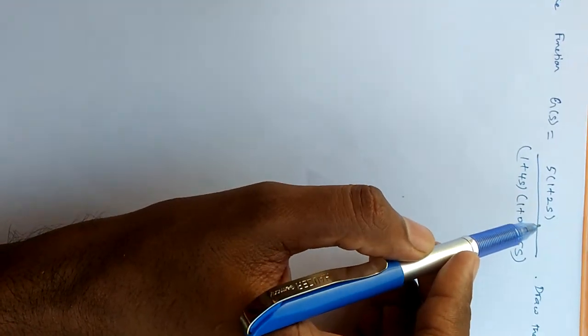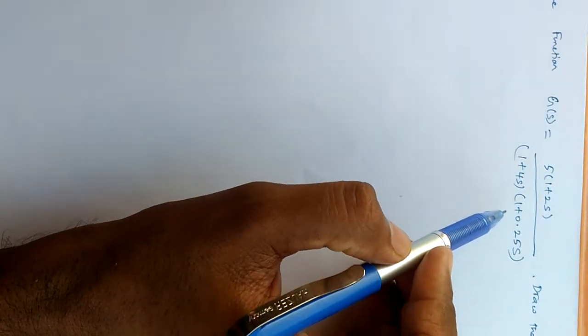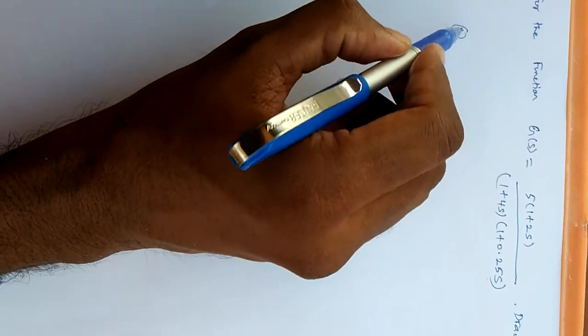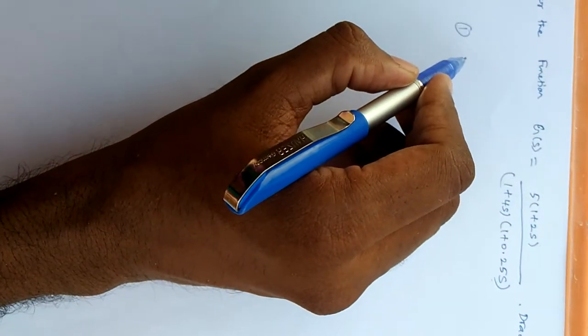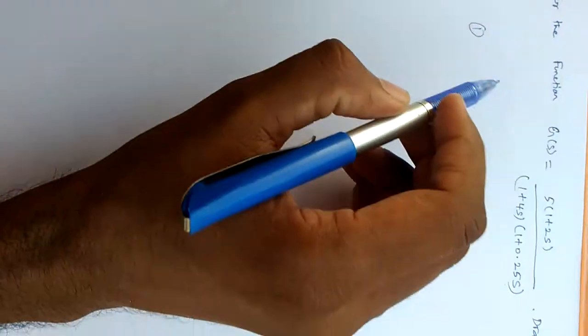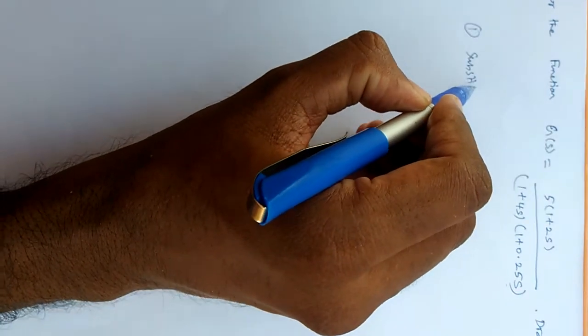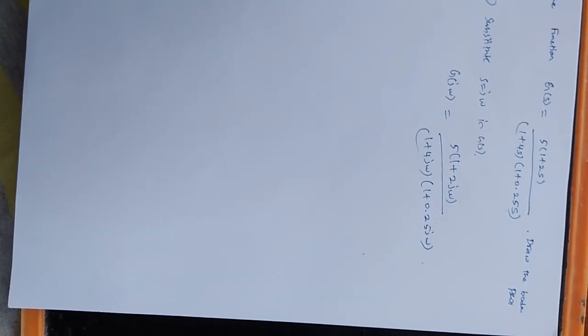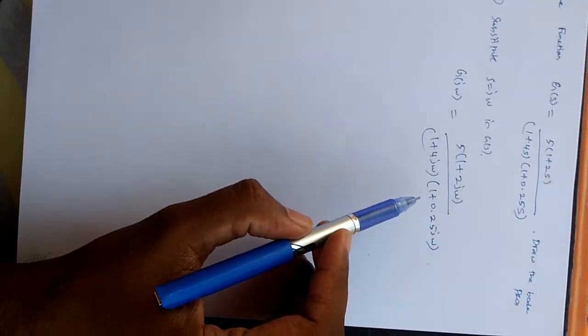G(s) equal to 5 into (1 plus 2s) divided by (1 plus 4s) into (1 plus 0.25s). Okay, so the first step is you have to convert this into Bode form. How will you convert this open loop transfer function into Bode form? You have to substitute s equal to j omega in G(s). You will get G(j omega) equal to 5 into (1 plus 2j omega) divided by (1 plus 4j omega) into (1 plus 0.25j omega). So this is the Bode form for the above G(s).